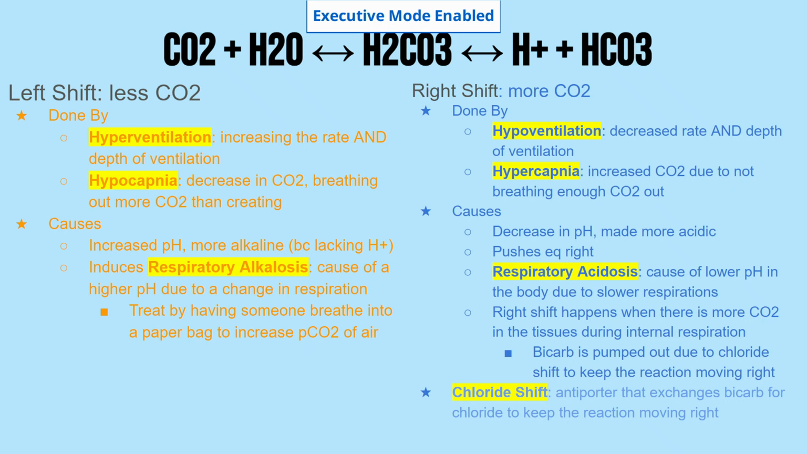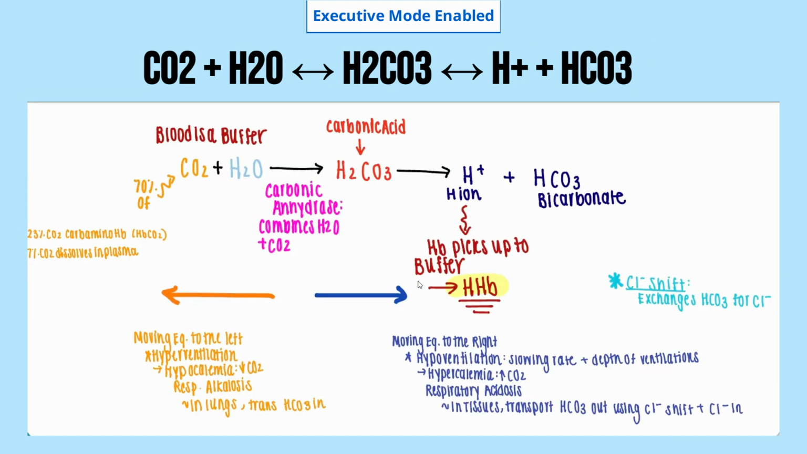And then a right shift is caused by more carbon dioxide, and this is done by hypoventilation or breathing slowly, or hypercapnia, which is more carbon dioxide due to not breathing enough carbon dioxide out. And this leads to respiratory acidosis. I suggest drawing something like this on your own. It really helps visualize the equation. It makes it make more sense.